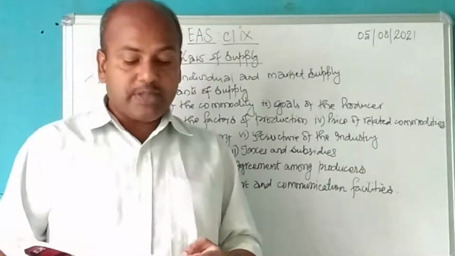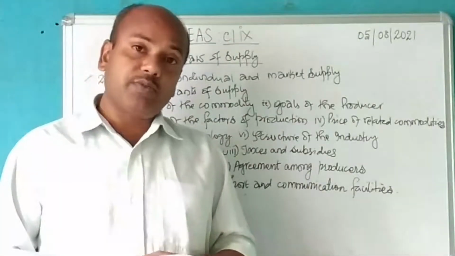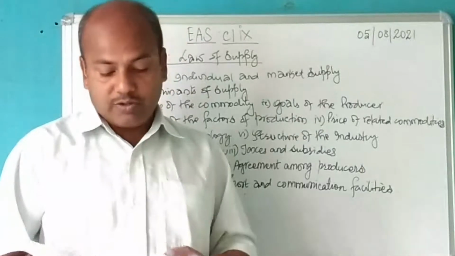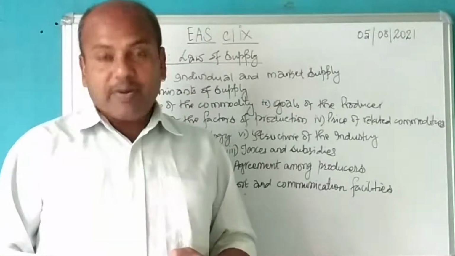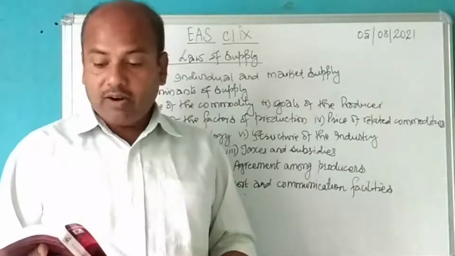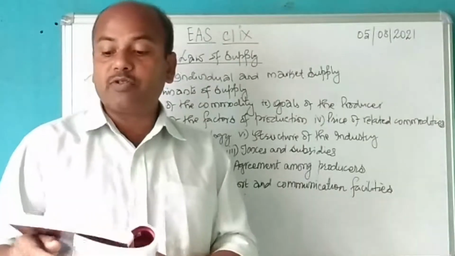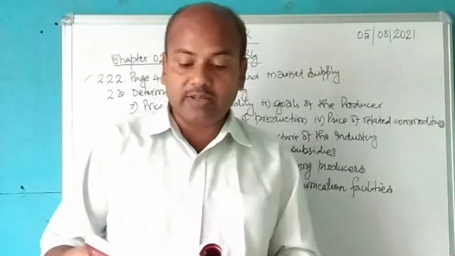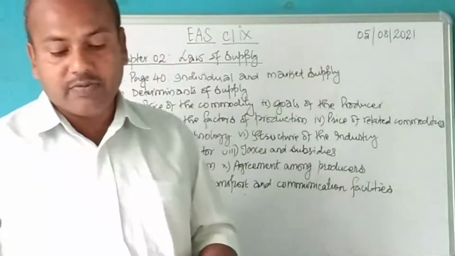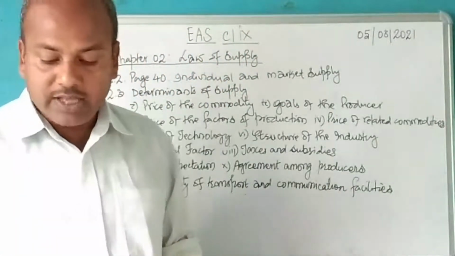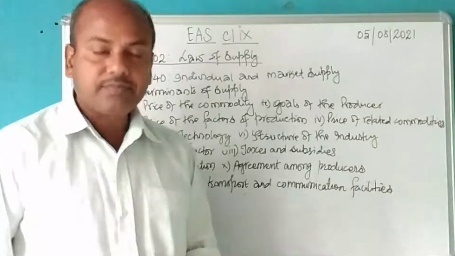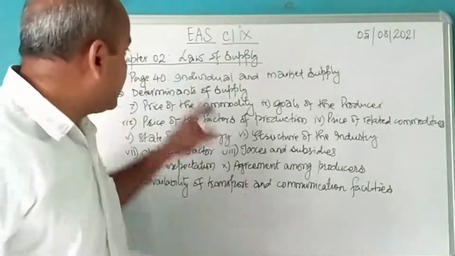Now it's given on page number 40. Let me first go through the book and then I'll keep my points to you. Individual supply refers to the quantity of a commodity which a firm is willing to produce and offer for sale at different prices during a specific period. That is called individual supply.